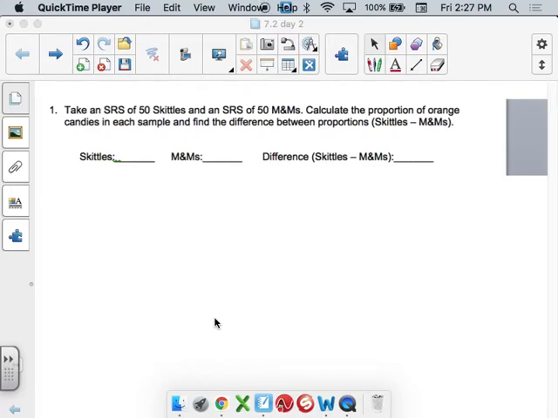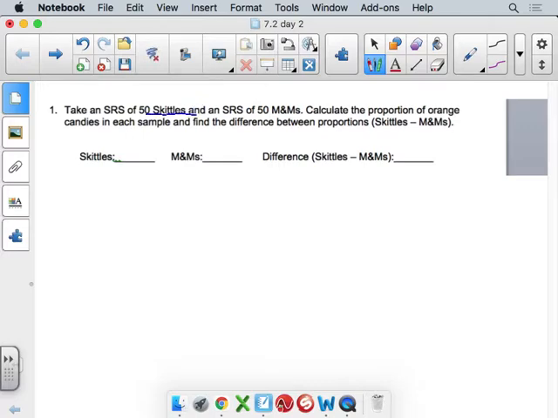All right, so we are going to compare on this one. Before, we did one sample, like the percent of orange candies in Reese's Pieces. On this one, we're going to do two samples. We're going to do a simple comparison of Skittles and M&Ms.